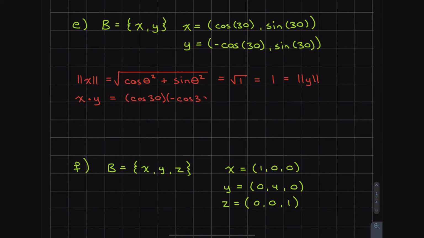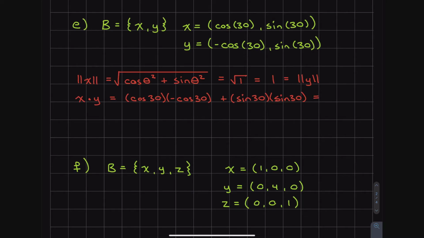And we go to the second component, so we got plus the sine of 30. And then we multiply this by the second component of y, which is, again, sine of 30. And if you guys do the math, I'll just give you a hint. Just throw it in your calculator. Don't try and solve it in your head.